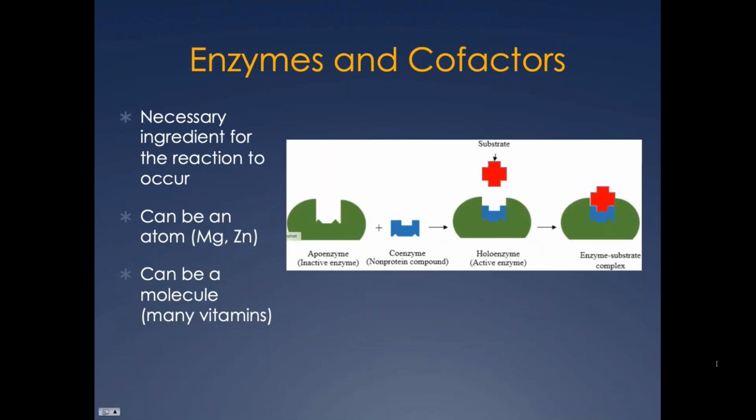Some enzymes require the presence of cofactors. This was basically just an extra ingredient that needs to go into the mix in order for that bond to be broken or formed. This can be as simple as an actual atom, something like magnesium or zinc, which is one of the reasons why it's important to eat a healthy diet that has appropriate amounts of these key nutrients in it. It's one of the reasons why I basically recommend magnesium for almost everybody, because we just don't get enough in our diet in the 21st century.